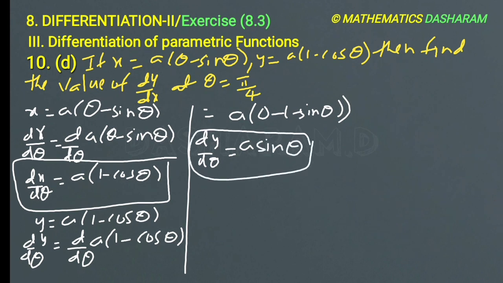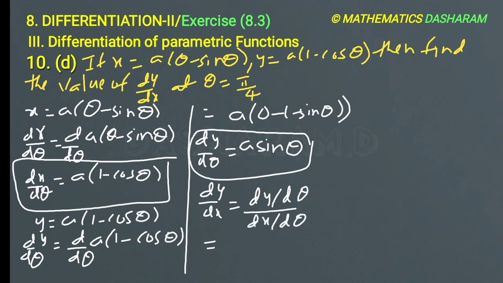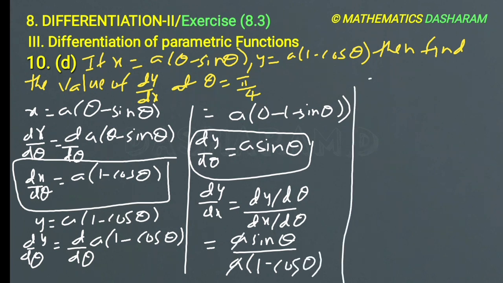So a sin theta is the dy by d theta answer. Now we need to find dy by dx. So it equals dy by d theta divided by dx by d theta. So dy by d theta is a sin theta and dx by d theta is a bracket of 1 minus cos theta. Here a cancels. So then it equals sin theta divided by 1 minus cos theta. So this is the dy by dx answer.